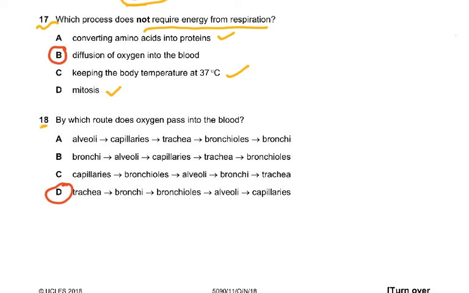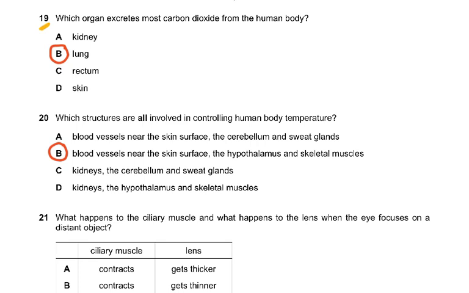Then we come on to question number 18. By which route does oxygen pass into the blood? Oxygen passes into the blood from the trachea, bronchi, bronchioles, alveoli, and capillaries. So the air enters the trachea, then bronchi, bronchioles, alveoli, and capillaries. Question 19. Which organ excretes most carbon dioxide from the human body? Naturally, it's the lungs because they remove all the carbon dioxide from the body.